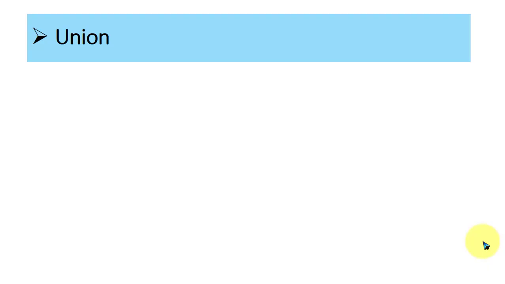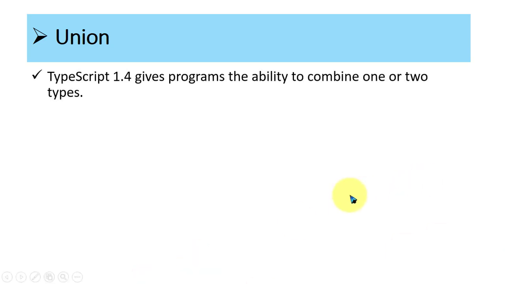Hello guys, today's topic is TypeScript Union. In TypeScript, if you want to combine multiple data types, then we can assign one or more data types to a variable. This facility is available, and it is known as a union.